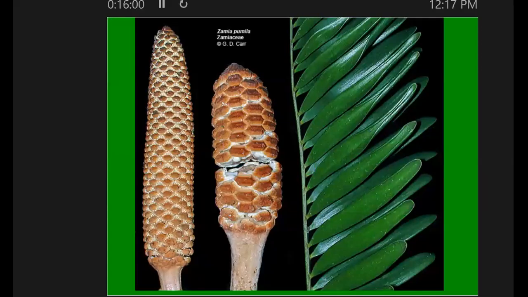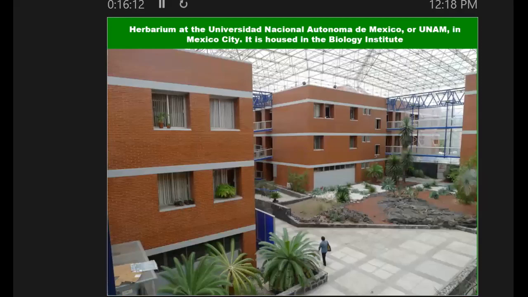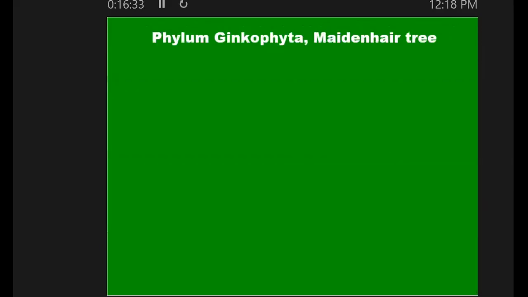Here again, just a close up, the male cone on the far left, a female cone next to it, and then a close up of the leaves. Very palm-like, very commonly used in landscaping. I just pulled this picture of a herbarium in Mexico. They have a really big herbarium, but I could see that they have cycads all over the place. Very hardy plants, so they're good for landscaping in particular. So cycads, that's one of the groups.